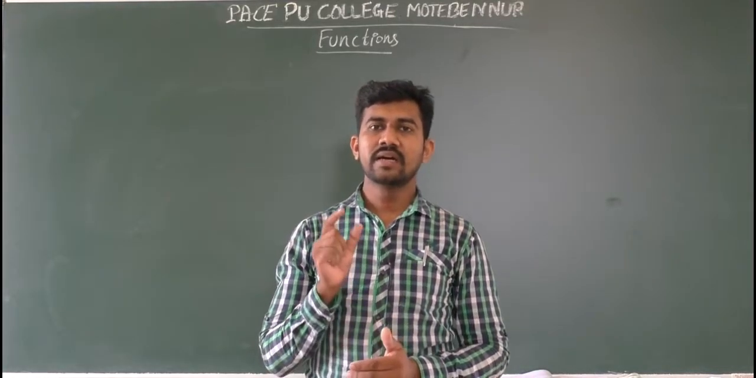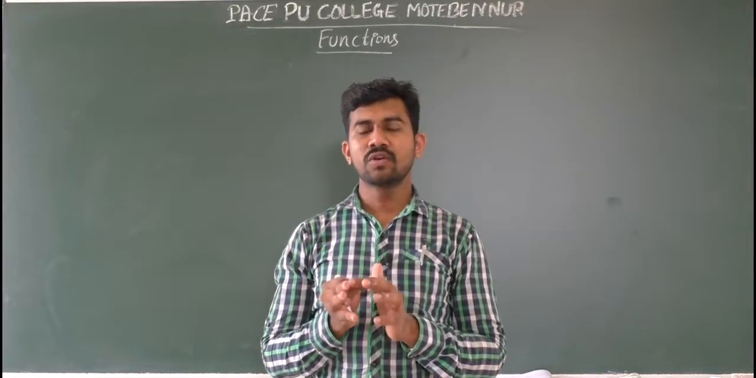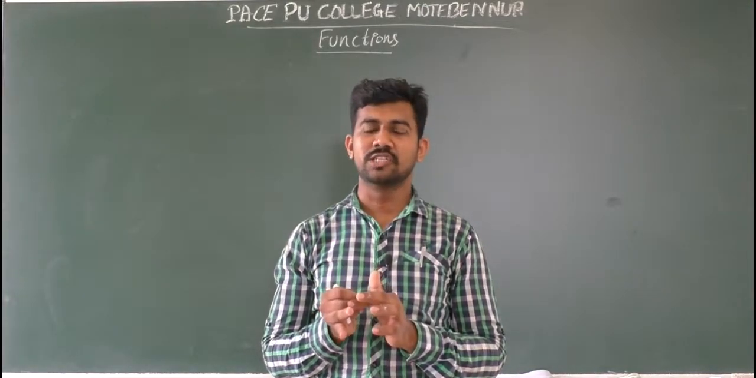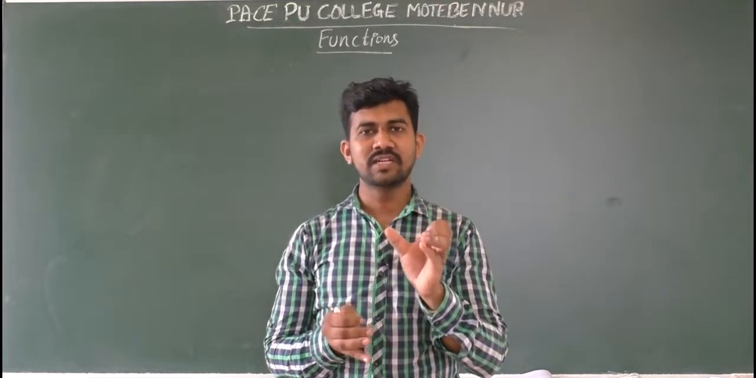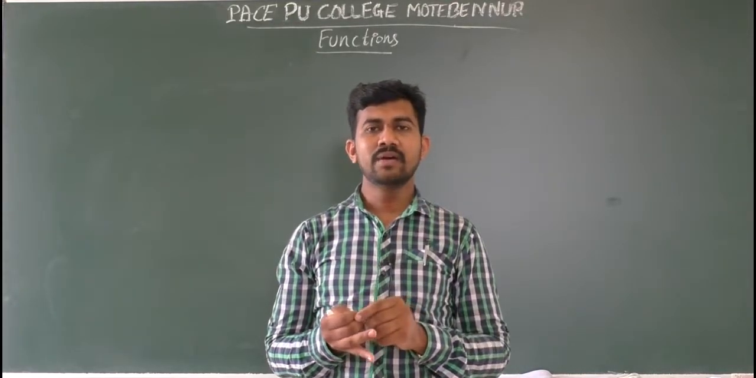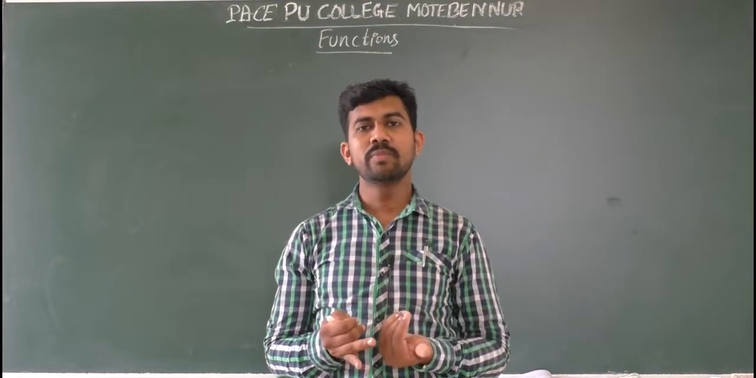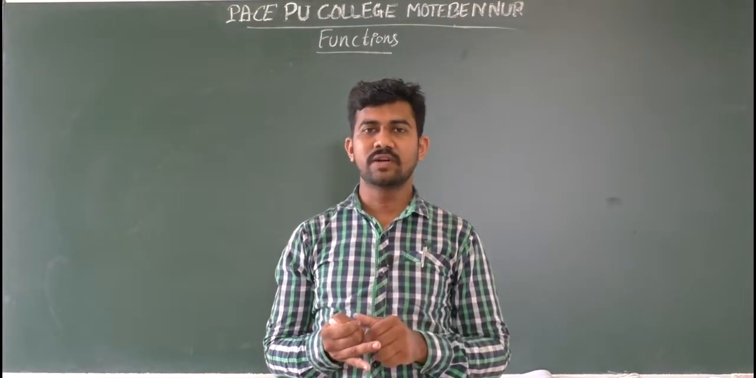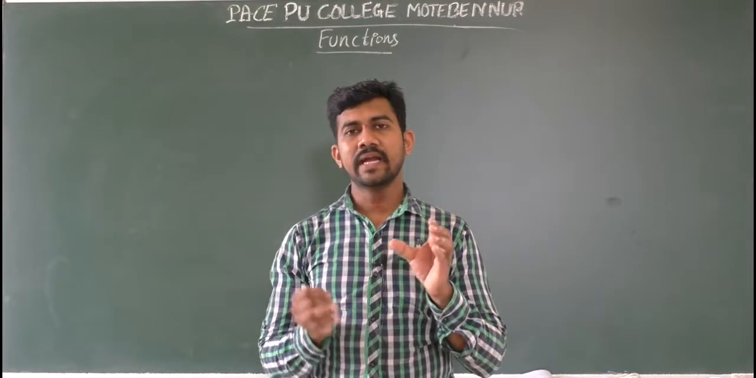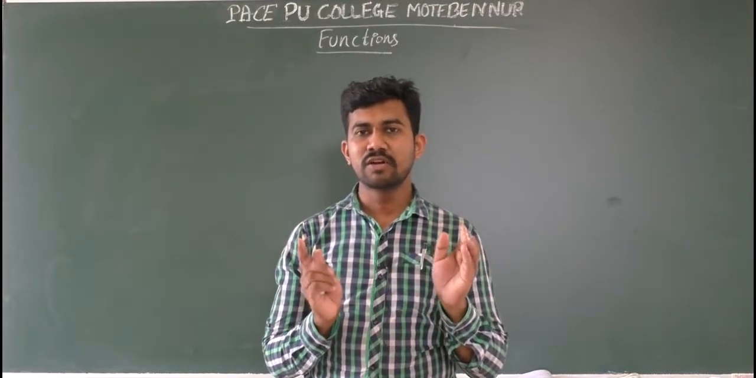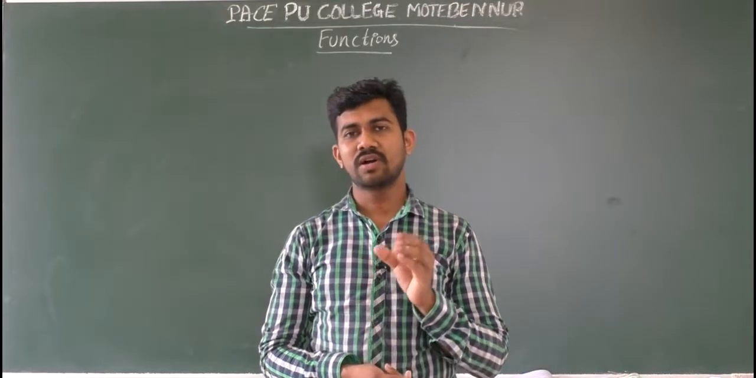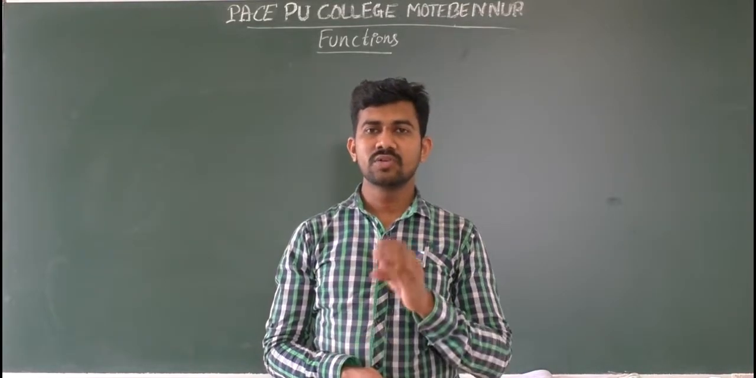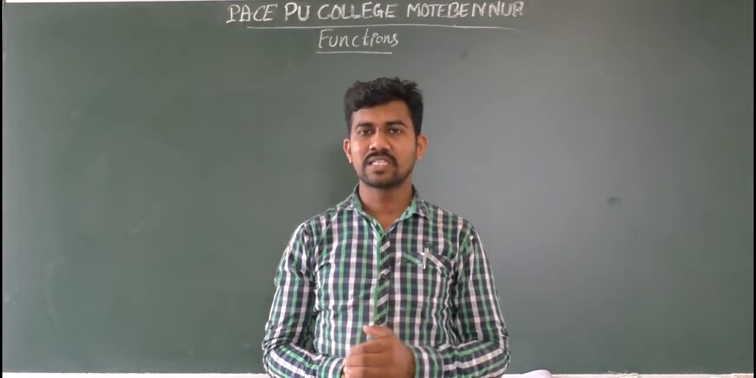And we saw three terms: domain, codomain and range of the function. Domain is nothing but the first set, always the first set is the domain. Codomain is the second set of a function. And range is nothing but the set of all image elements of a given function. It is called a range. So these three terms we saw in our last class.